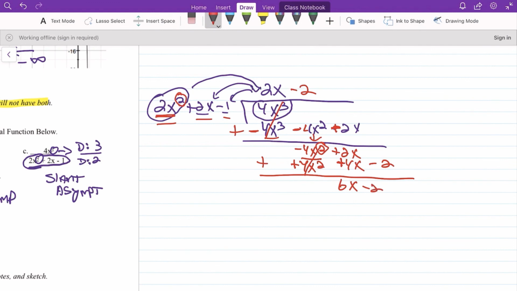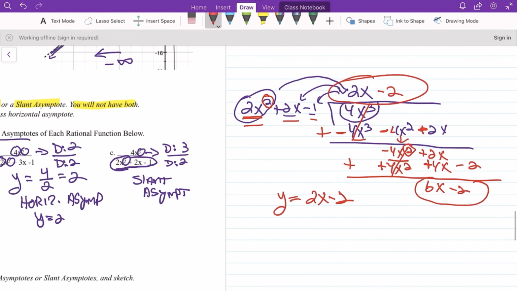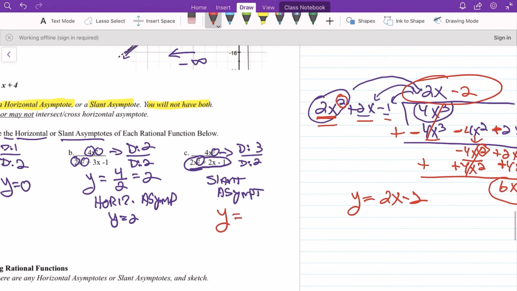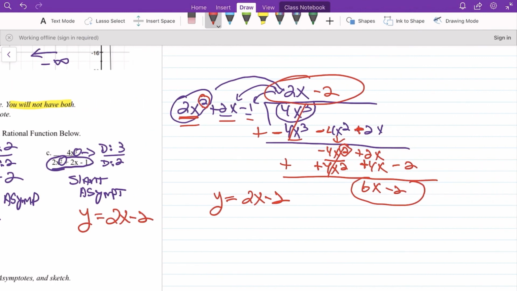And then what I said to you was, I don't really care about this remainder as far as the slant asymptote goes. So all you care about is your quotient. So my slant asymptote would be y equals 2x minus 2. And that's what we would have over here, y equals 2x minus 2. The remainder here is really not important for the asymptote.